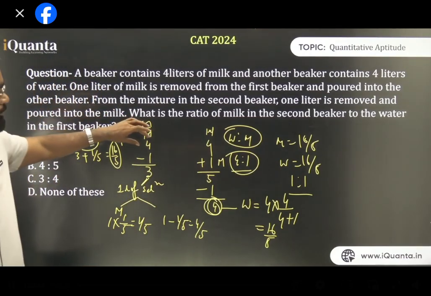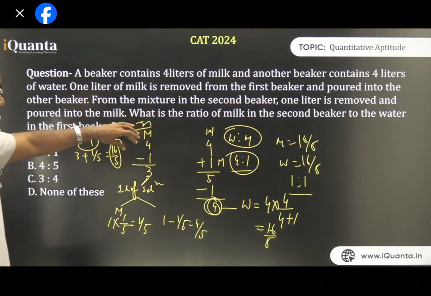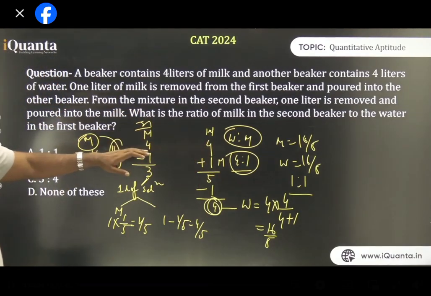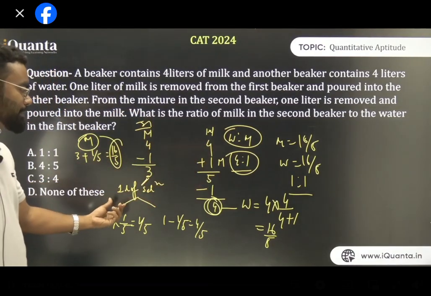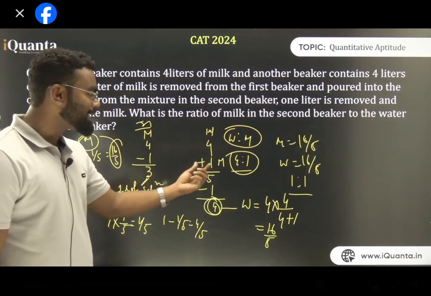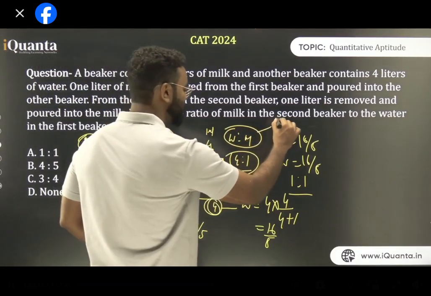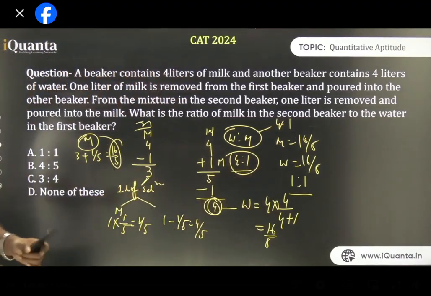So what I have done, first this is 4 liters milk and 4 liters pure water. Then 1 liter is removed, it becomes 3 liters. 1 liter is added, it becomes 5 liters, right? Now whenever I'm removing again 1 liter from this, this 1 liter contains water and milk in the ratio 4:1. Because I'm already adding 1 liter milk, so the water to milk becomes how much? 4:1. Because 4 liters of water is there and 1 liter milk is there.